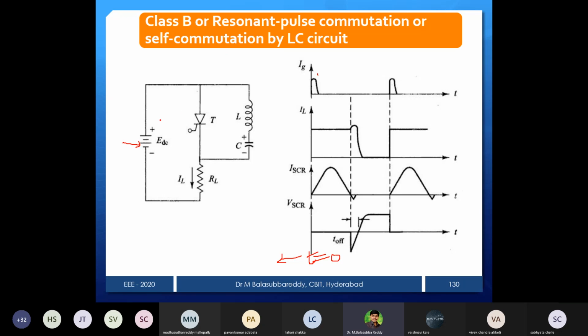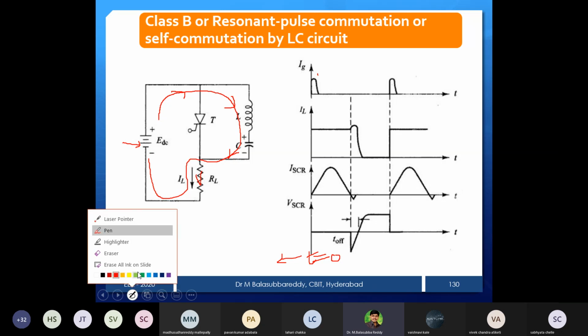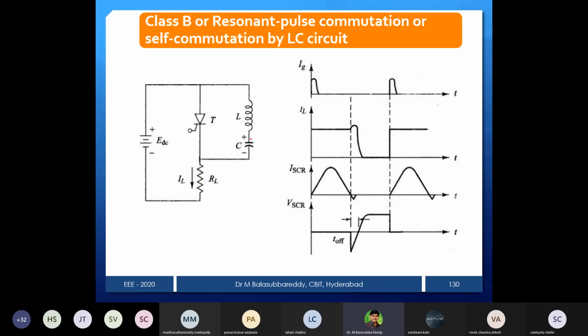Supply is given to this, then what? See that current will pass through this. See the direction. Current is passing from VDC. It won't go to the thyristor because it is in the off state. I am asking the instant supply is given to the circuit, it goes to the inductor, then the capacitor, and then it goes to the resistor. After that it goes to VDC minus. So during that instant, the thyristor is in the off state and the capacitor is charged with this polarity.